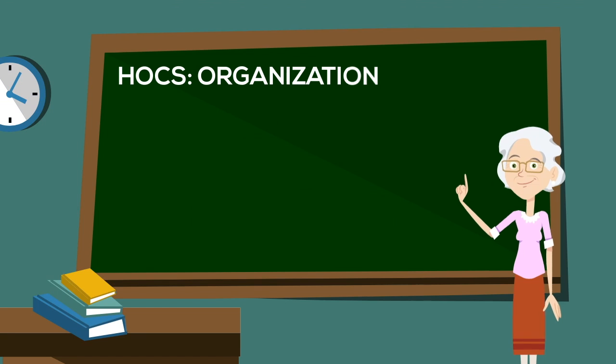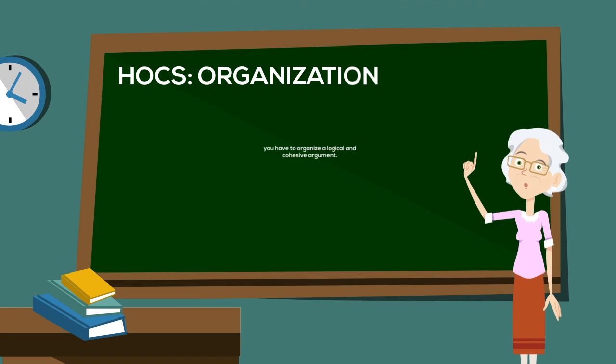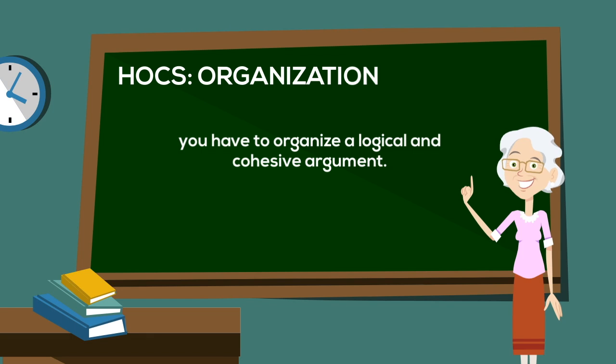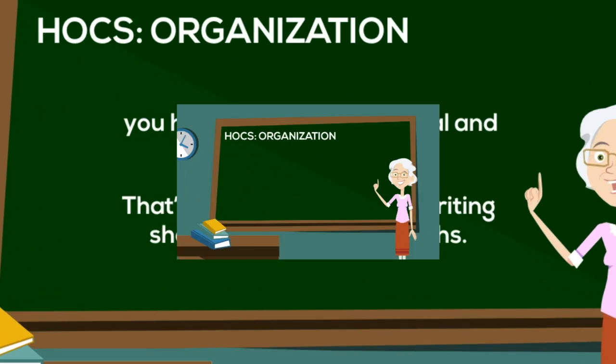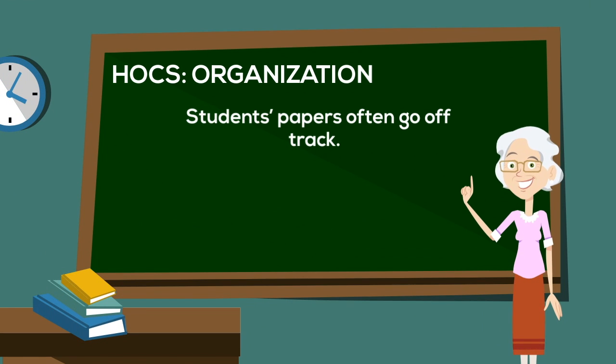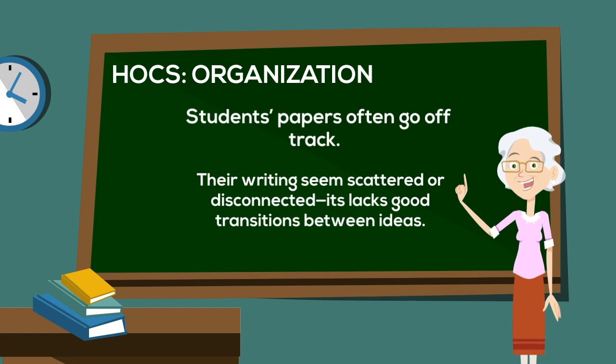Another problem is organization. In the Western University, we often ask for long writing. You have to organize a logical and cohesive argument over 800 or 1,000 words or more. That's a lot different from writing short forms like paragraphs. My students' papers often go off track, or they seem scattered or disconnected. They lack good transitions between ideas.